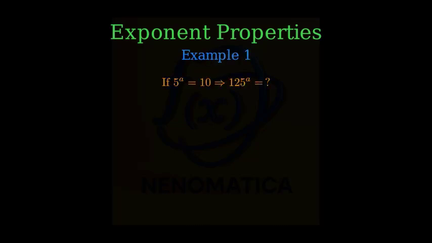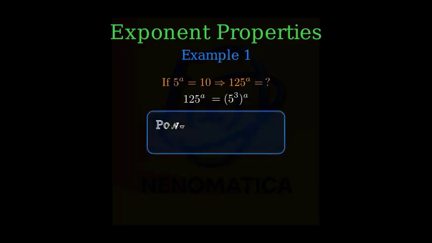If 5 raised to the power of a equals 10, what is 125 raised to the power of a? We'll start by recognizing that 125 can be written as 5 cubed. This allows us to use the power of a power property. Now, we can apply the power of a power rule, which tells us that when we have a power raised to another power, we multiply the exponents.